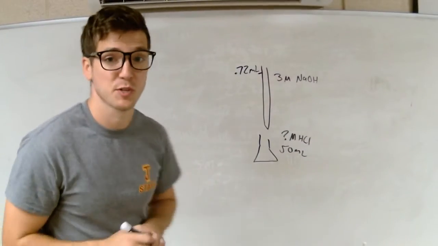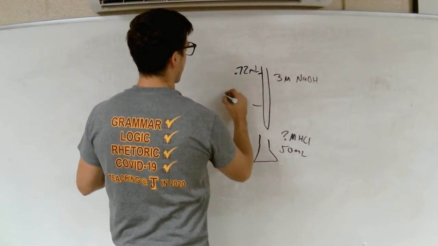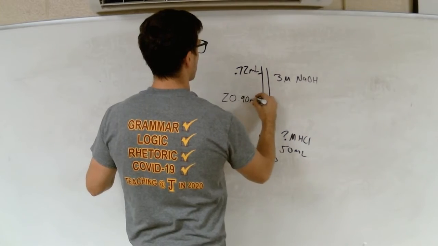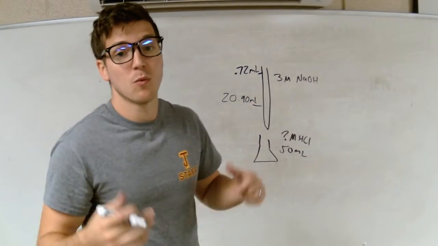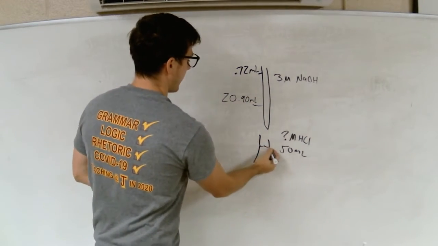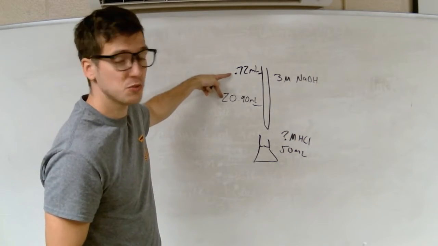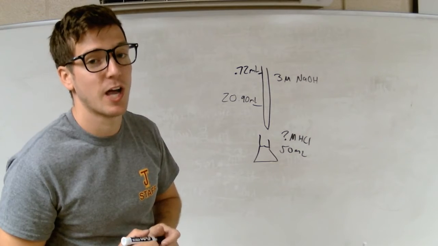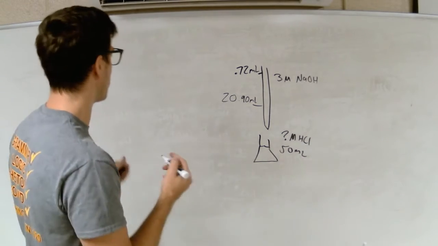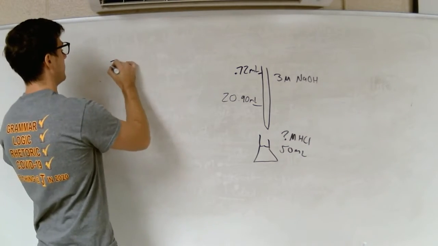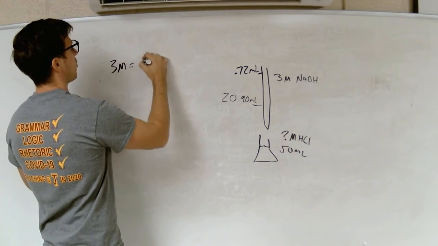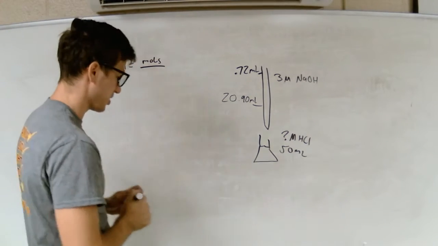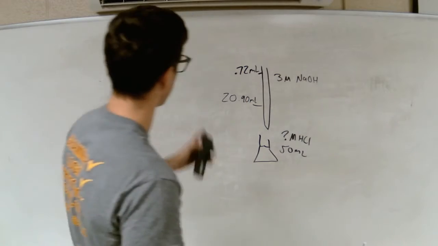Okay, I read that burette, and it looked like it was somewhere around 20.90 milliliters. Okay, well now we know how much volume of base we used, we know the molarity of base, so now we can go ahead and figure out how many moles of base we used. So let's go ahead and do that. It's 3 molar NaOH. Moles I don't know, but the volume is just final minus initial, which actually I could do in my head.